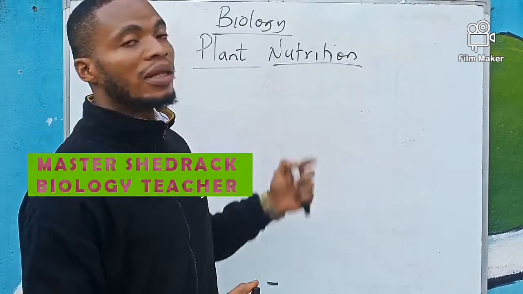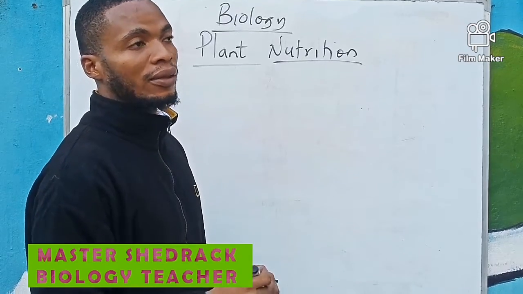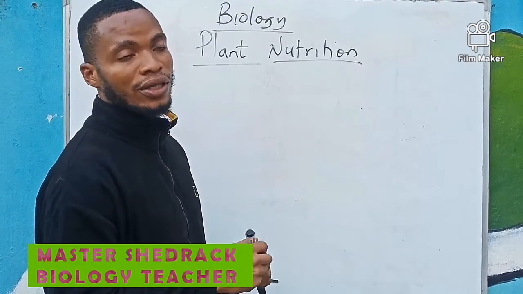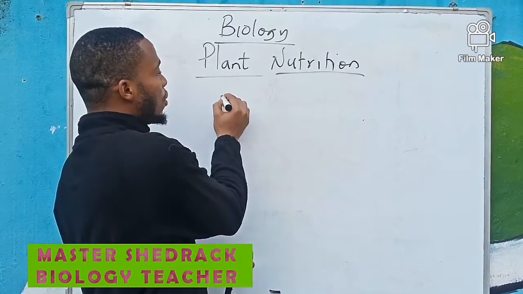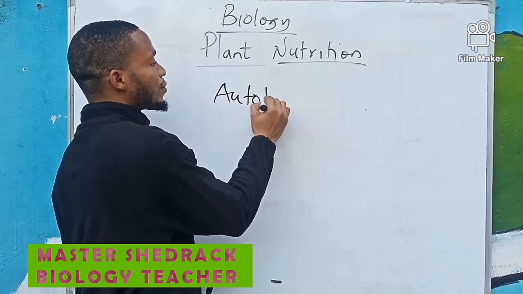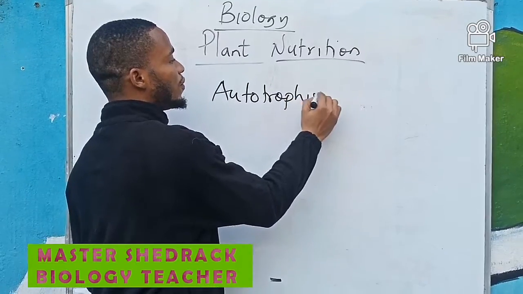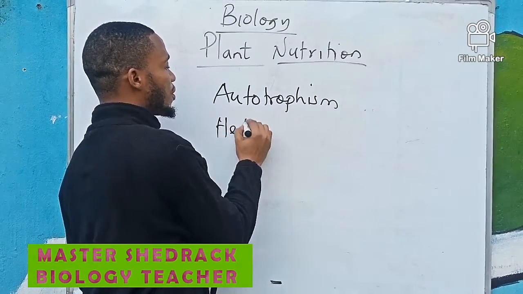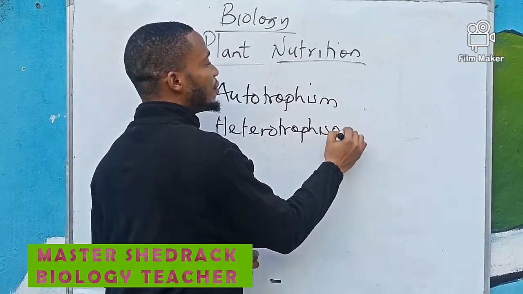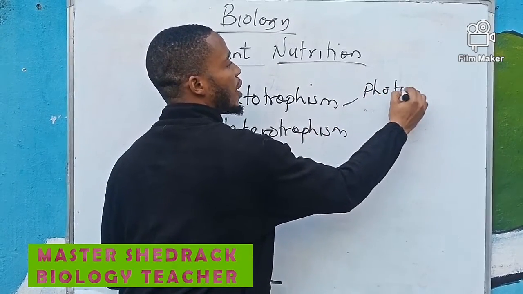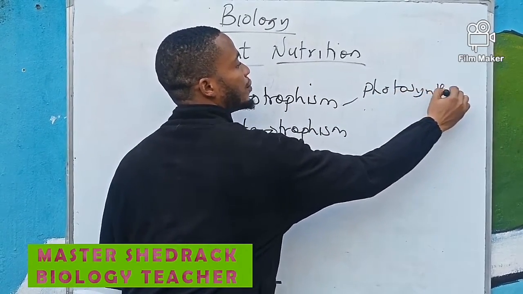So today on biology, we're learning plant nutrition. Remember last time we did nutrition itself as a topic on its own? We learned two types of nutrition. We thought of autotrophism, and we thought of also heterotrophism. Now today, we are going to learn photosynthesis as a concept on its own.